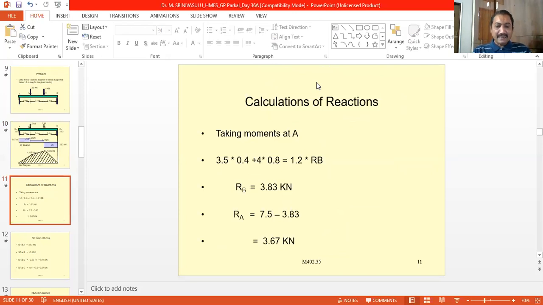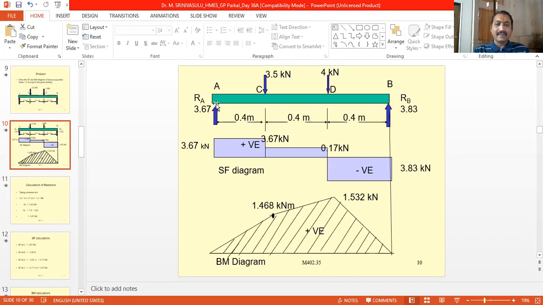Next, taking the moments about point A. Here we can eliminate RA and find out RB. So this RB into the distance of 1.2 meters is causing an anti-clockwise movement, since we are fixing the beam at the point A. So it is positive: plus RB into 1.2.